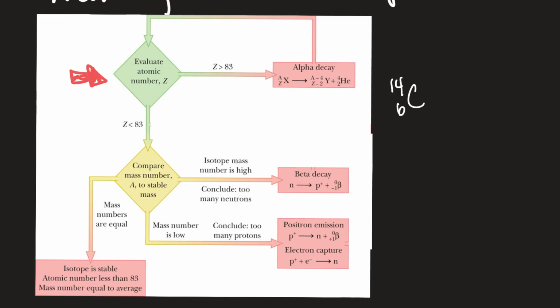Well, if you look at the periodic table, we see that its average atomic mass is 12.01. So what we find here is that the mass number is a little bit too high compared to this average. That means this isotope is unstable, and it's going to go through some type of radioactive decay. What type? Well, when the mass number is high, we're going to have a beta decay. So carbon 14 is going to release beta particles.